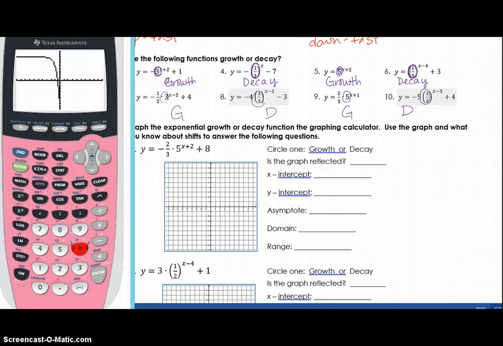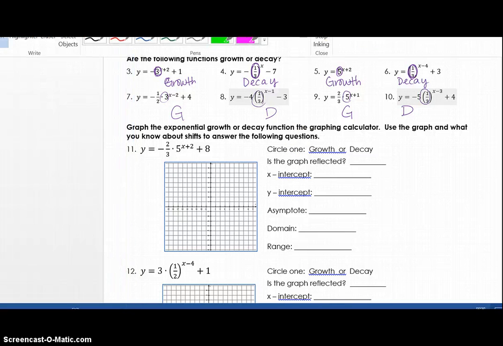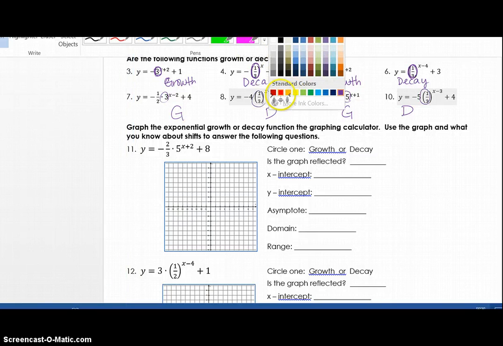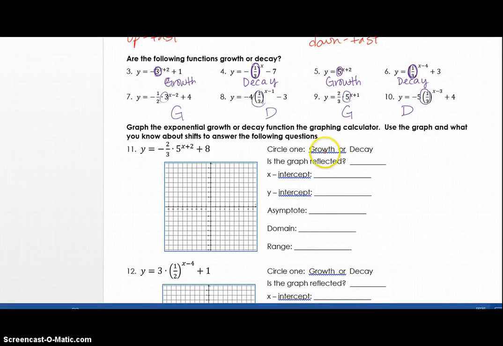Okay, so we're going to look at that and see what happened. Hopefully you know that this is growth. So we're going to go ahead and call this growth. Why is it growth? Well, that's because of the 5. The 5 is bigger than 1, and therefore it is growth.